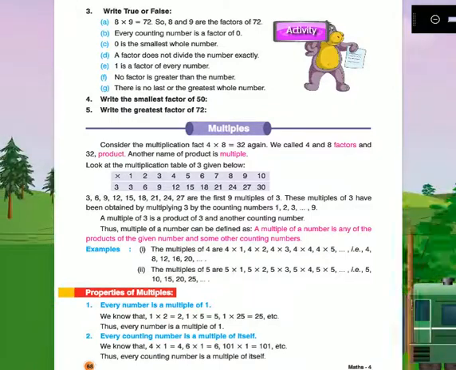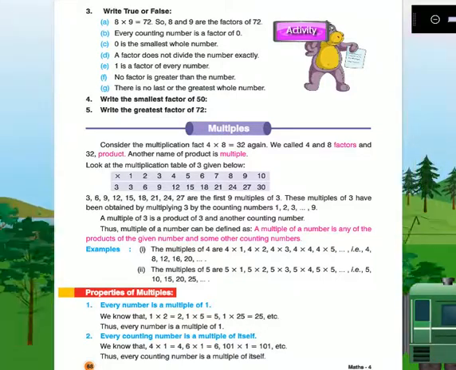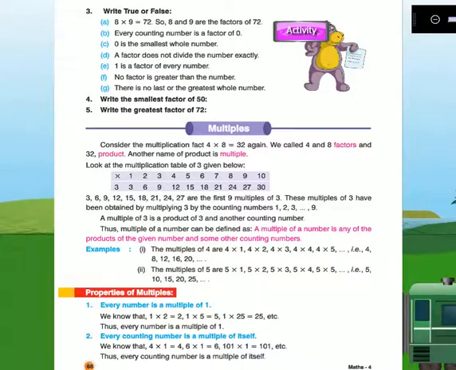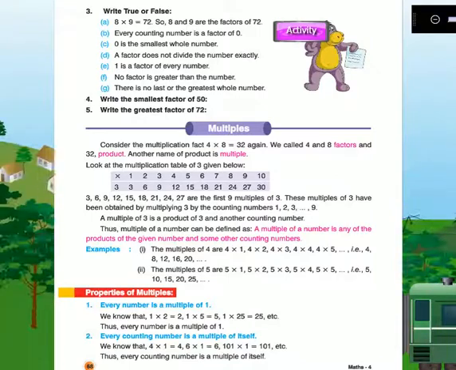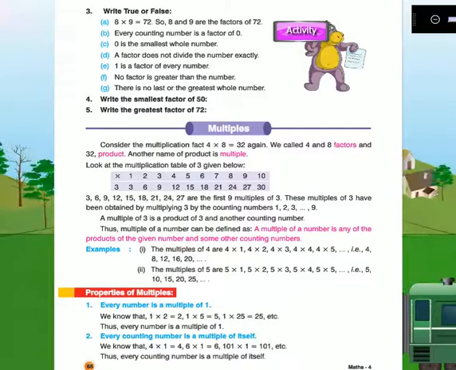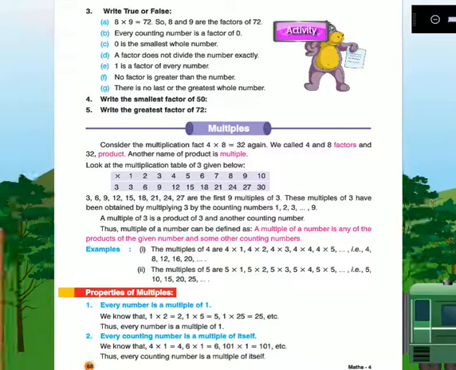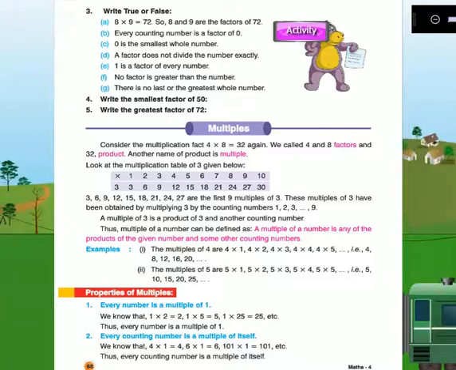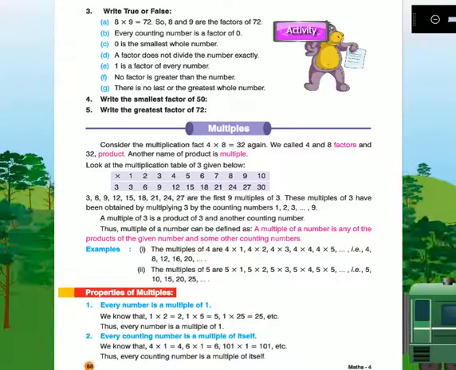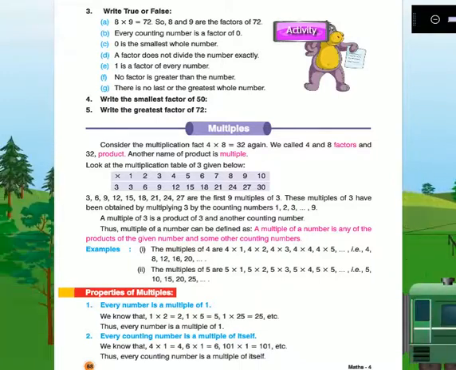Look at the multiplication table of 3 given below. 3, 6, 9, 12, 15, 18, 21, 24, 27 are the first 9 multiples of 3. These multiples of 3 have been obtained by multiplying 3 by the counting numbers 1, 2, 3, and so on till 9. A multiple of 3 is a product of 3 and another counting number.